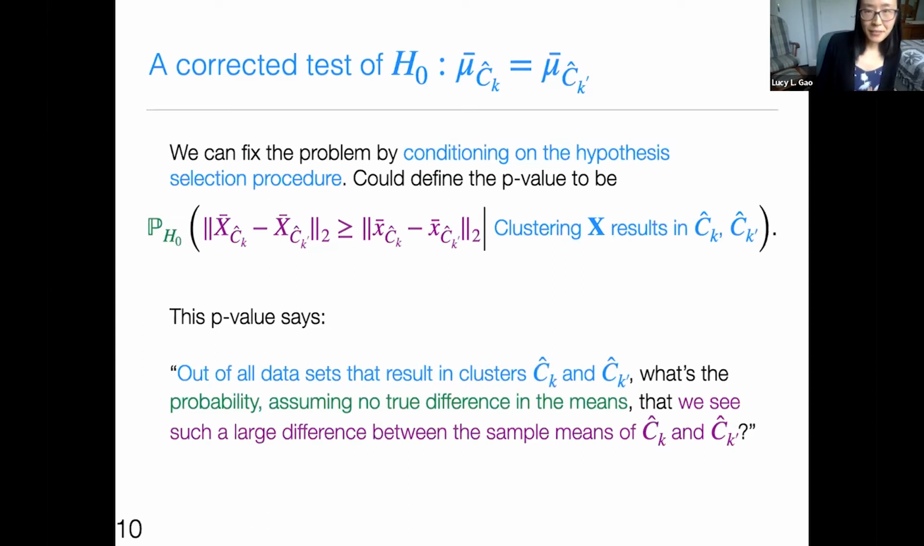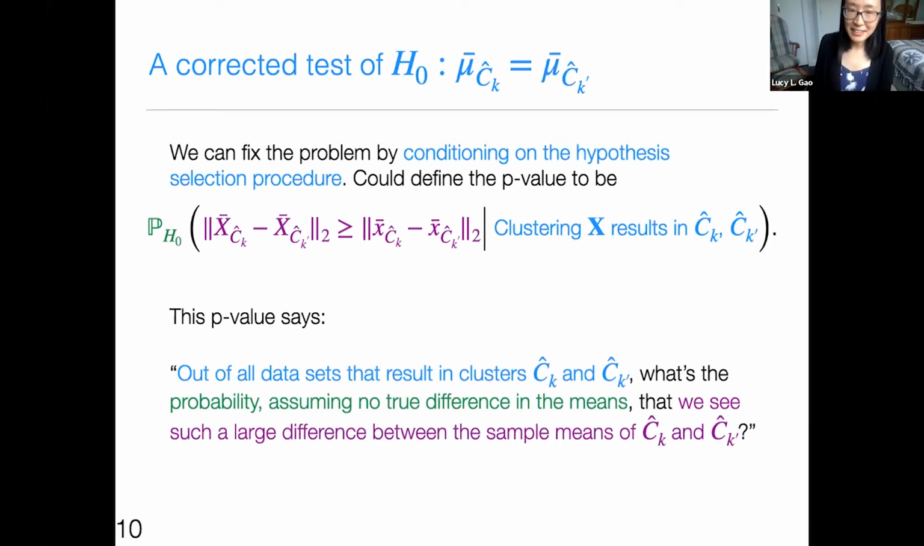If you unpack this p-value a little bit to try and interpret it, you do get a statement that should look very familiar to how we would interpret the standard Wald p-value. In fact, there's literally exactly one difference, which is just whether you have this wording in blue or not. And this says out of all data sets that would result in the clusters C hat k and C hat k prime.